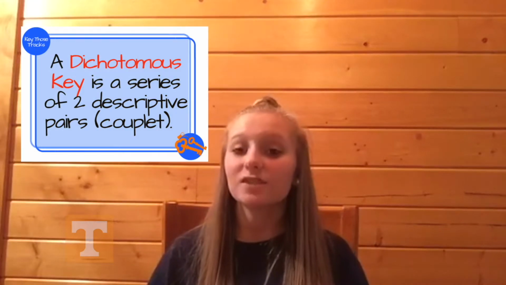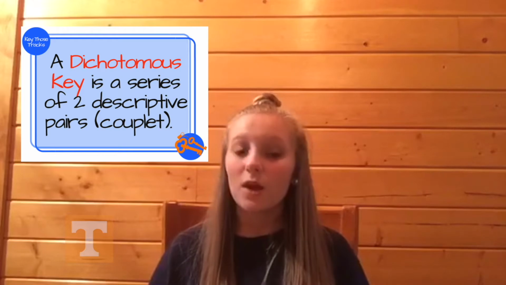A key is something that helps you identify what something is. More specifically, a dichotomous key gives you a series of two descriptive pairs, or couplets. Beginning with the first couplet, look at both answer choices. Pick which one best suits your object. Once you have chosen, you will either be given the name of your object or told to move forward to the next set of couplets.